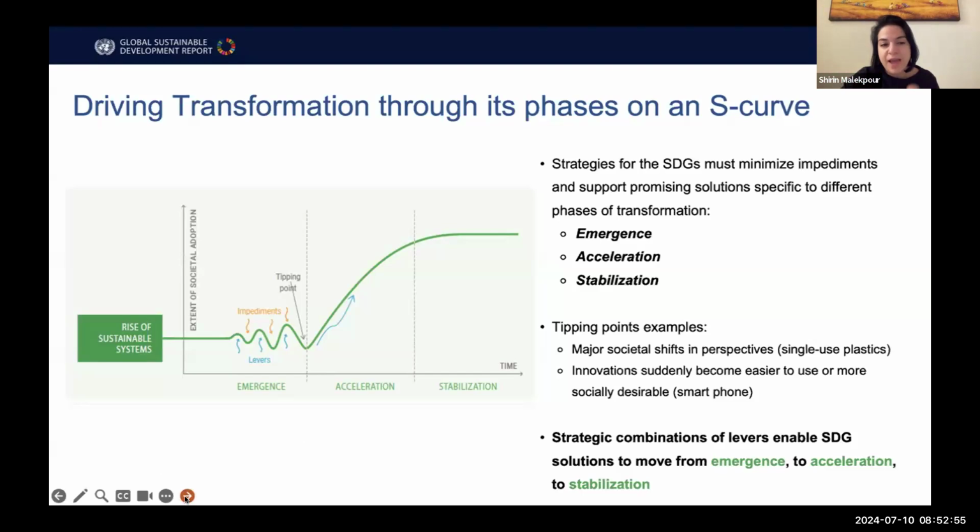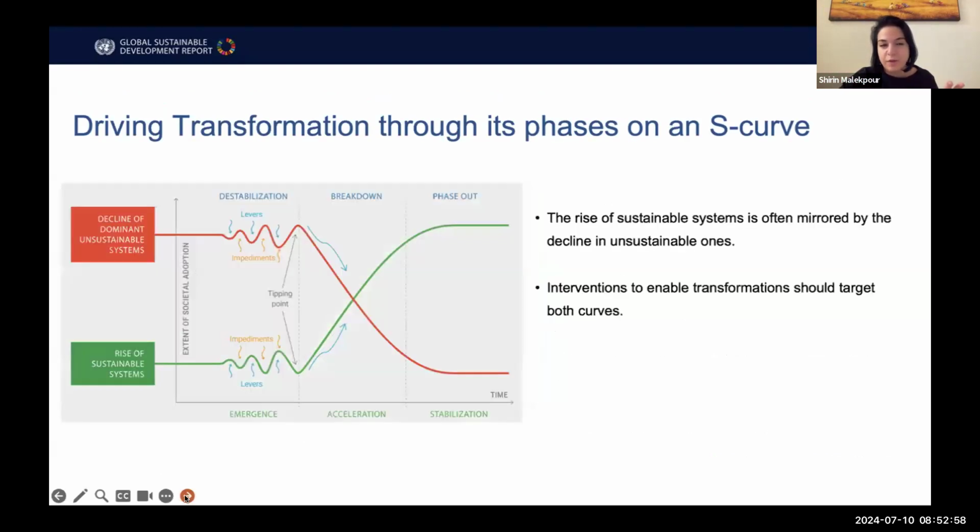In the report, we also say and really emphasize that a lot of the rise of these sustainable practices, technologies, and innovations is also often mirrored by a decline in the unsustainable ones. And it is not always enough to just really work on those innovations and try to accelerate progress on those innovations without targeting the decline of unsustainable practices. To give a tangible example on that, it is not always enough to really think about just how to support, for example, the adoption of renewables. We need to be also thinking very effectively about how to phase out fossil fuels.